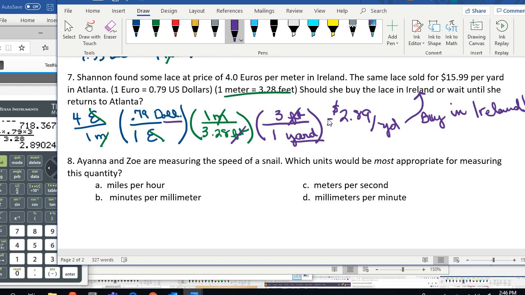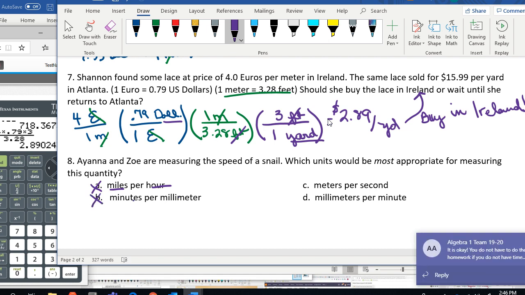Ayana and Zoe are measuring the speed of a snail. Well, that has to be fun. Which units would be the most appropriate for measuring this quantity? Miles per hour, minutes per milliliter. First of all, miles per hour is what a car would go, so this is way too big. And now we're doing time per distance. This one can't be right for that reason alone.